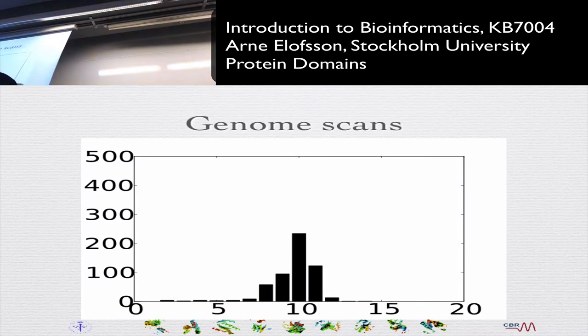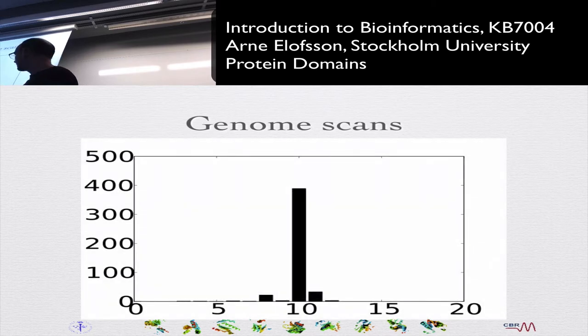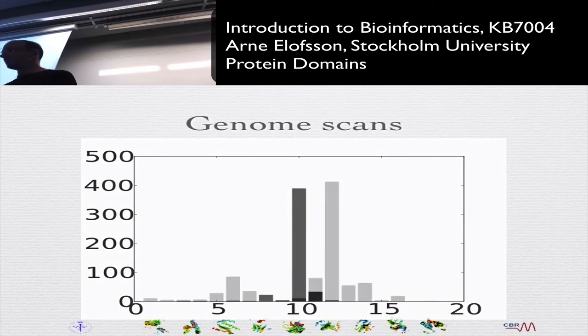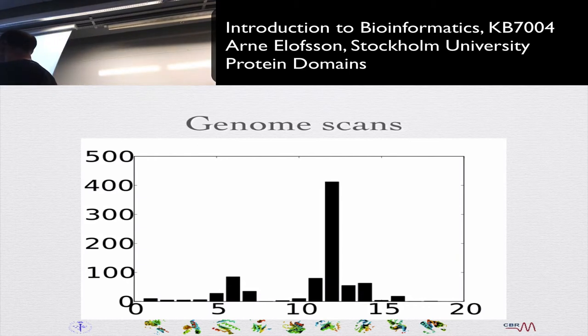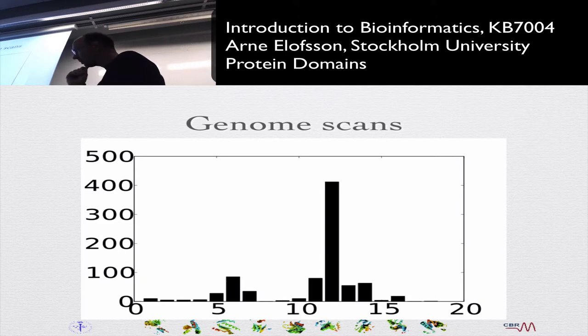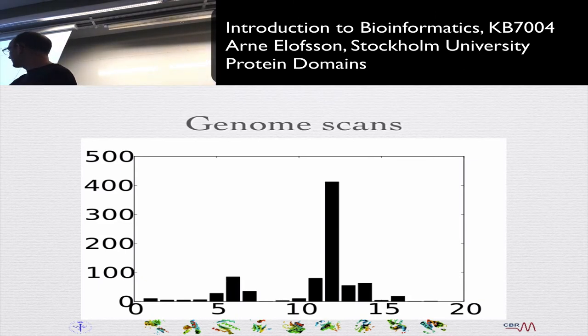But in some cases here we have 5. Maybe it goes from 8 to 10, but maybe that's just misassignment. But this is an interesting case. We have one group which has 6 and one group that has 12, and then plus minus 1, which is probably our bad predictions. So you can look at proteins that have 5 helices or 12 helices.